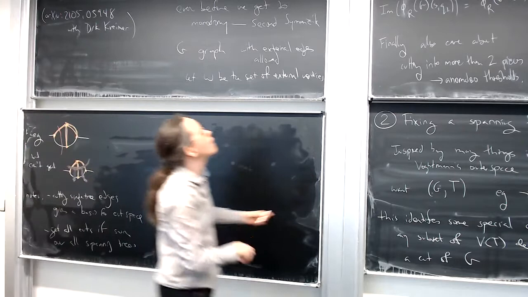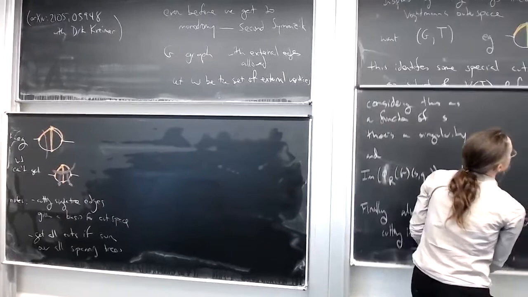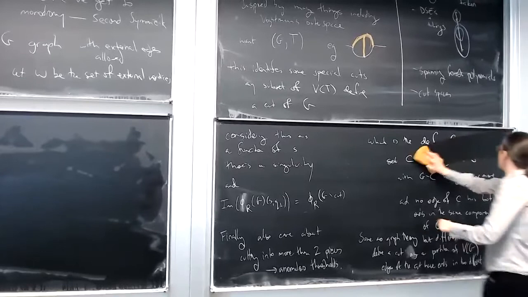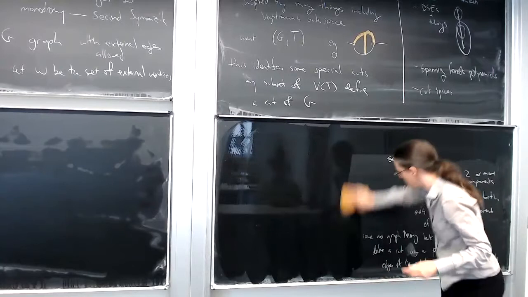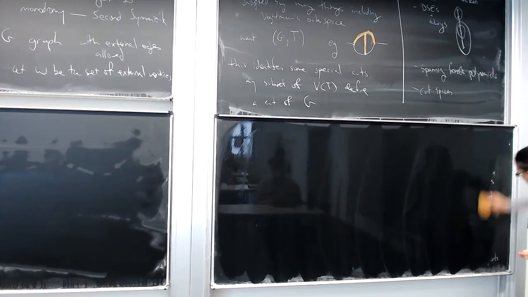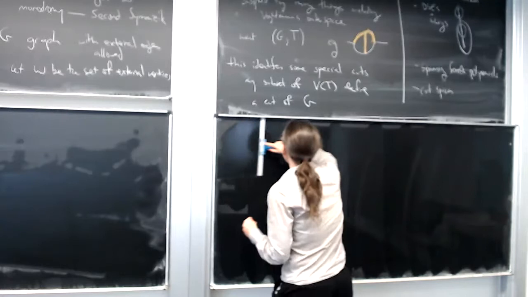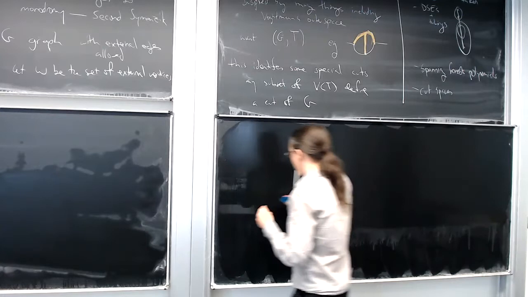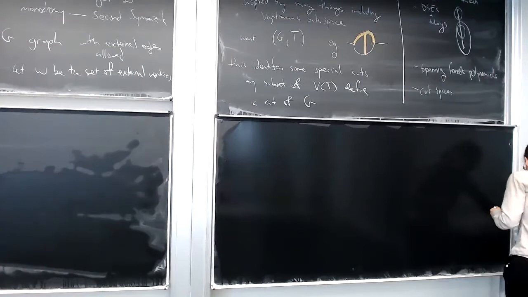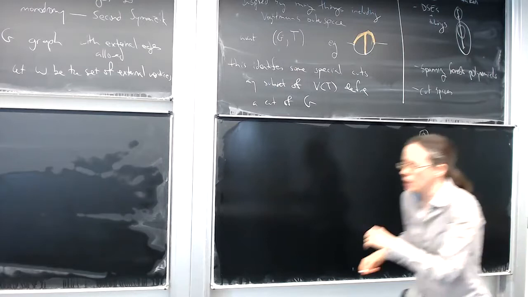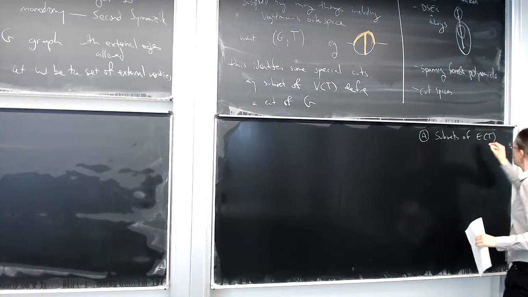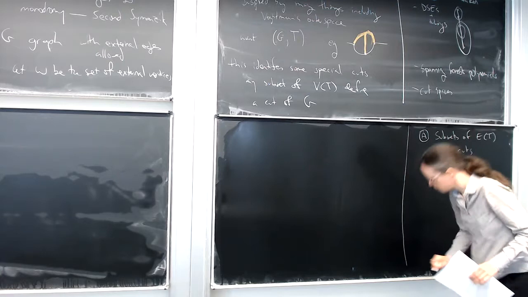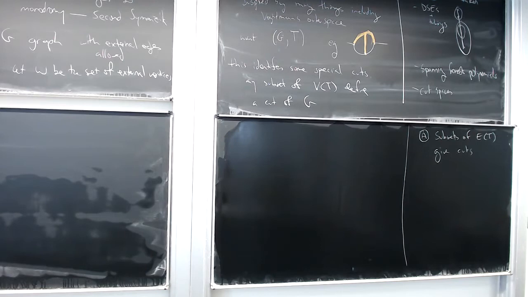So I'm going to make, I have a collection of digressions, but I also want a little collection of facts. Back here. So, yeah, so I just want to say subsets of the edges from the tree. That's fact A.